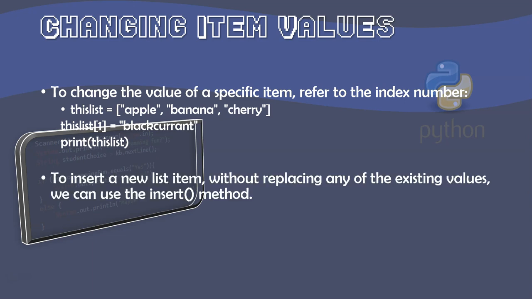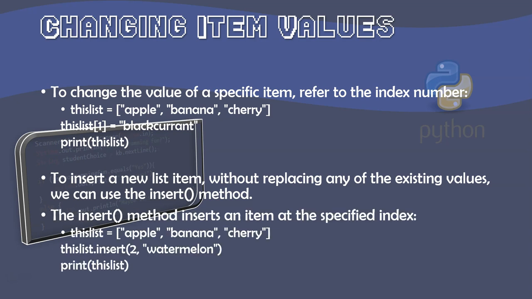If I want to insert an item, though, without replacing any of the existing values, we can use the insert method. This will effectively allow us to add a fourth item to this list. So if our list was apple, banana, cherry, we have to specify where we want to insert. For example, I say position 2, and I want to add watermelon and print the list, and then it shows apple, banana, cherry, watermelon.